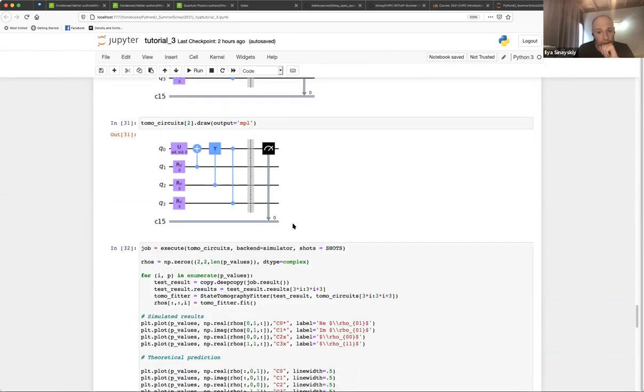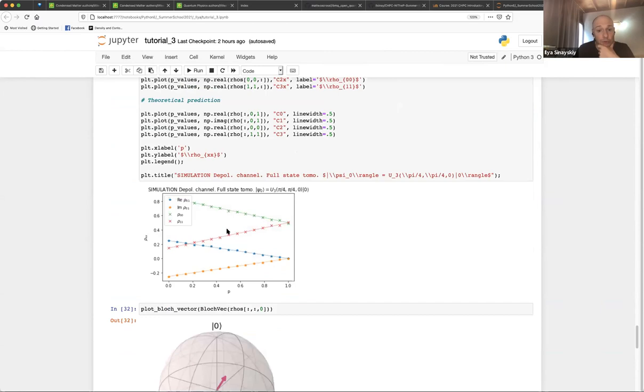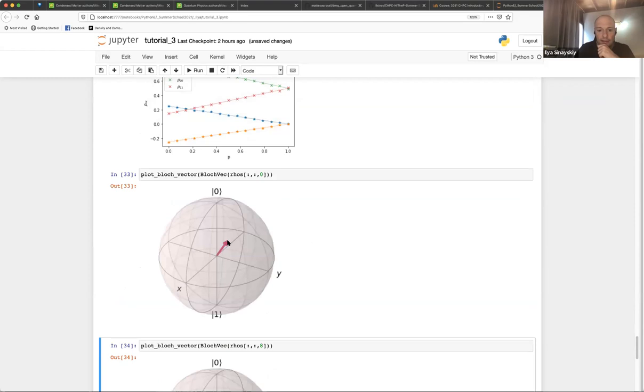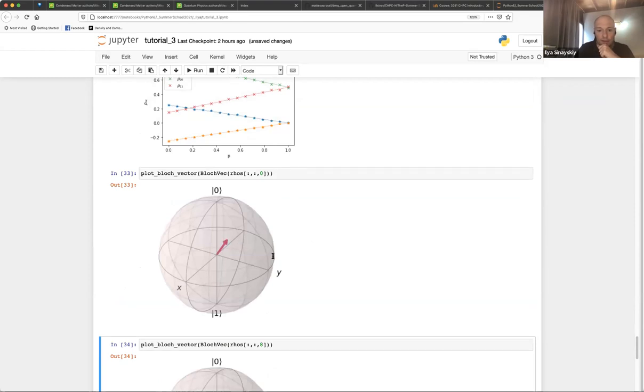Okay, and here is just a plot of various components. So the real and imaginary parts of the off-diagonal elements, the full solution and the simulation, and the same for the excited and the ground state. And we see a very nice agreement, obviously. And again, we can play the game with the Bloch sphere. So that's our initial state, and it lives on the surface of the Bloch sphere like this.